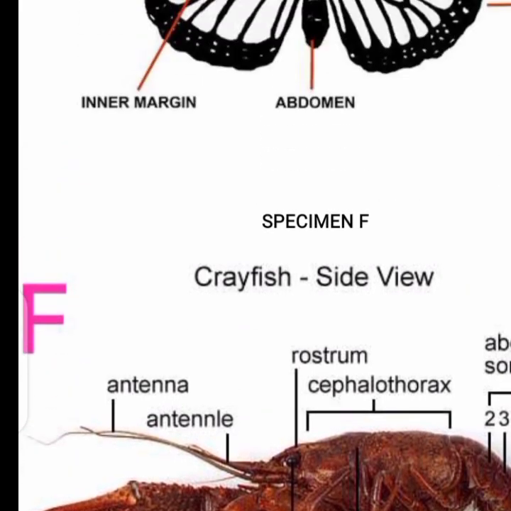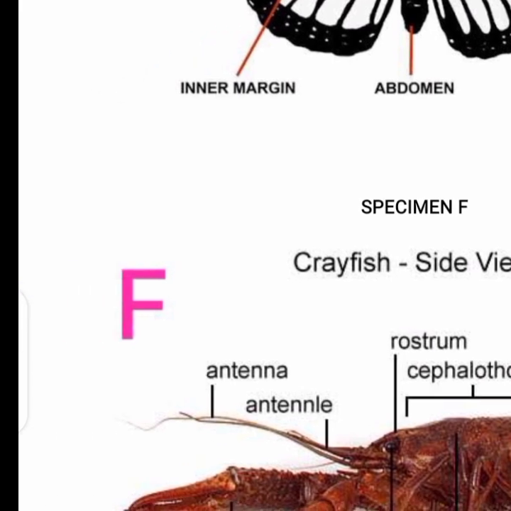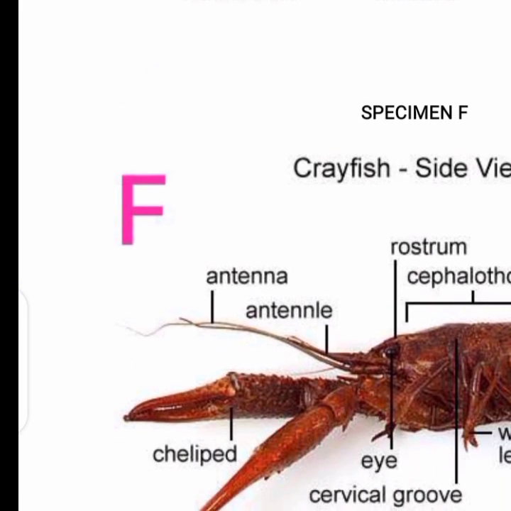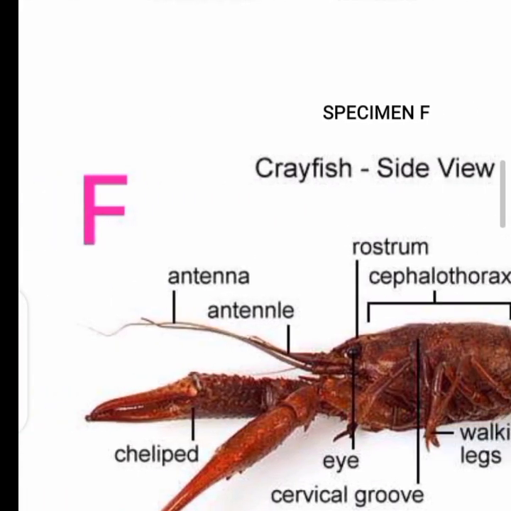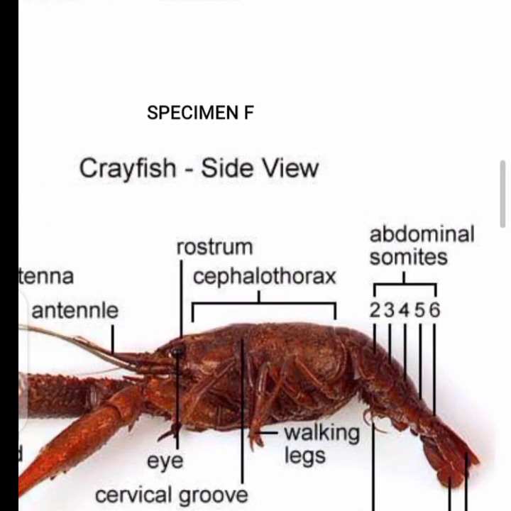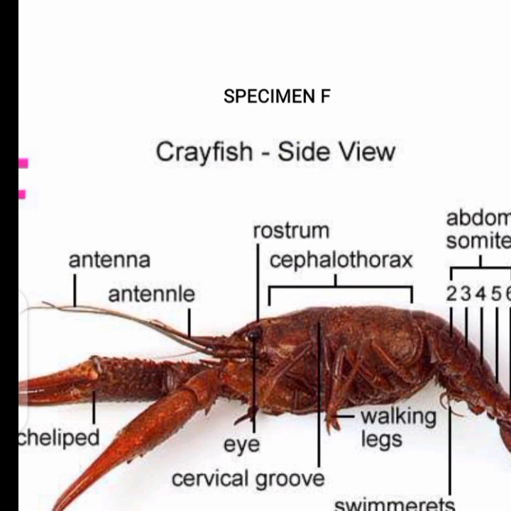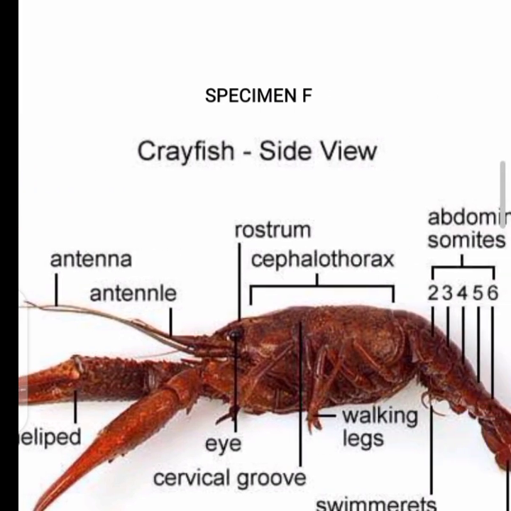So now let's quickly move straight to crayfish, which is specimen F. So what can we say about crayfish? You can't say much about it, but the little everyone can say is that they are edible. So now let's look at the features.